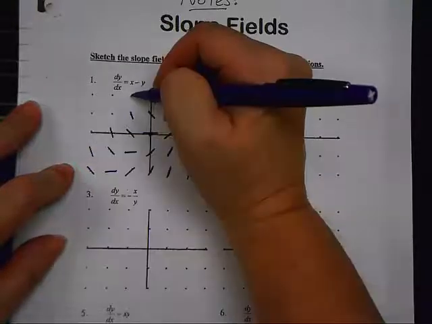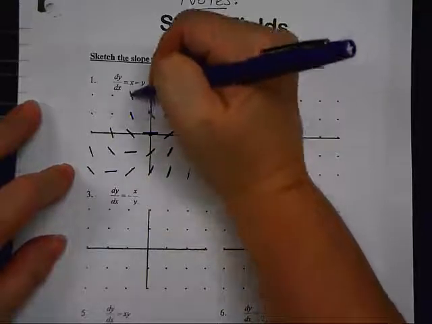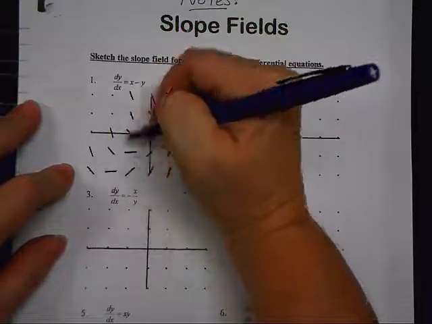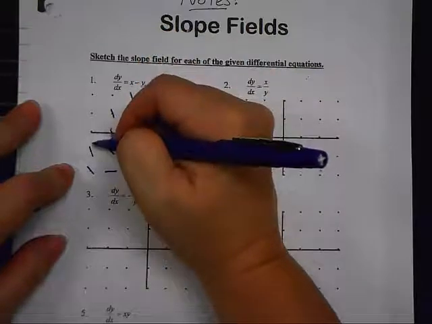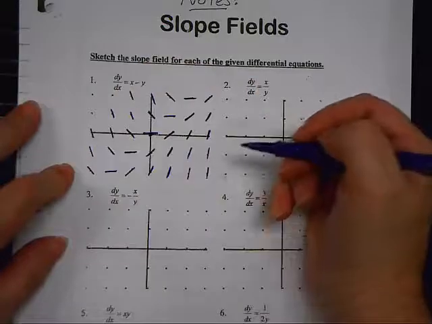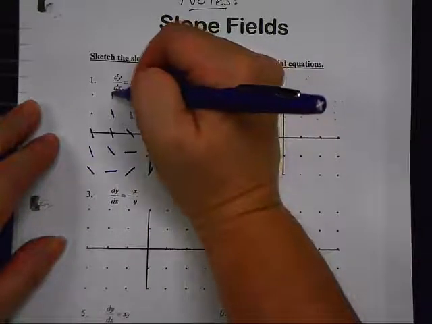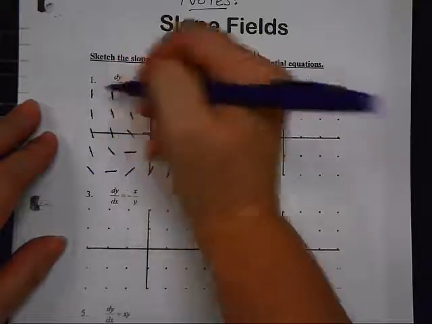The next 3 here are going to have a slope of -3. 1, 2, 3. I'm going to have to estimate that one. That's -3. The next 2 are -4, so I'm just going to eyeball those, and then -5 going up.